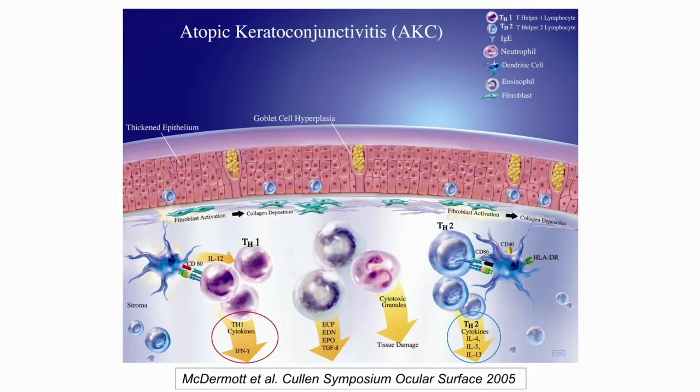As you can see in this figure, in atopic keratoconjunctivitis, there can be goblet cell hyperplasia, although actually in some patients they can develop a reduced number of goblet cells that can resemble keratoconjunctivitis sicca, and then there is involvement of both Th1 and Th2 lymphocytes, eosinophils, and neutrophils.